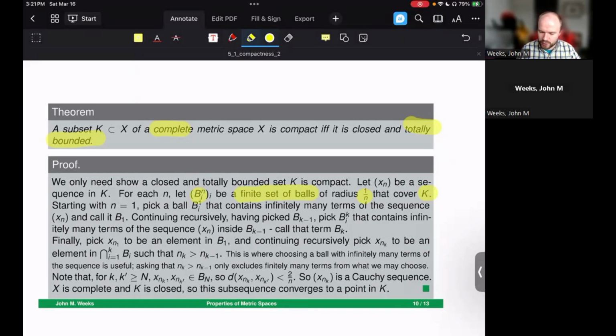Now, starting with n equals 1, let's pick a ball B sub i1 that contains infinitely many terms of the sequence x sub n. Notice that there has to be at least one of these balls. The reason is a sequence has infinitely many terms in it, right? So if we're, say, for example, double counting, then we're good to go, right? So this says that if you have finitely many balls of radius 1 over n, there's got to be one that has infinitely many terms of the sequence.